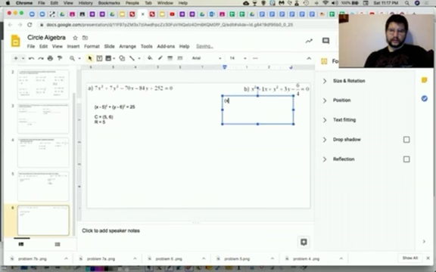This is going to be (x plus a half) squared plus (y plus 3 halves) squared equals 4. So my center, positive half, that means negative 1/2, negative 3/2. Radius is 2. 4 is r squared. Square root of 4 is 2.